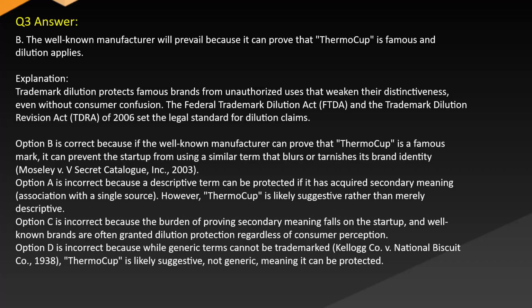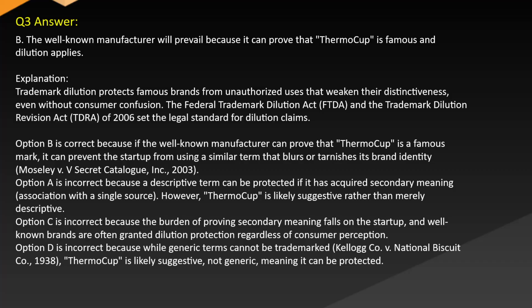Explanation: trademark dilution protects famous brands from unauthorized uses that weaken their distinctiveness, even without consumer confusion. The Federal Trademark Dilution Act (FTDA) and the Trademark Dilution Revision Act (TDRA) of 2006 set the legal standard for dilution claims. Option B is correct because if the well-known manufacturer can prove that Thermocouple is a famous mark, it can prevent the startup from using a similar term that blurs or tarnishes its brand identity, as in Moseley v. V Secret Catalogue, Inc.